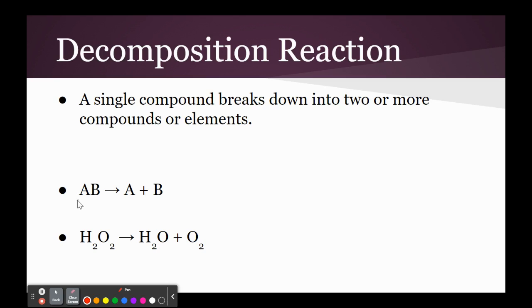So here for our generic equation, we have our molecule AB, and then it breaks up separately into A plus B. And then for the more specific equation, we have H2O2, which is hydrogen peroxide. It's something that most people have under their bathroom sinks. And that naturally breaks down over time into water and oxygen.